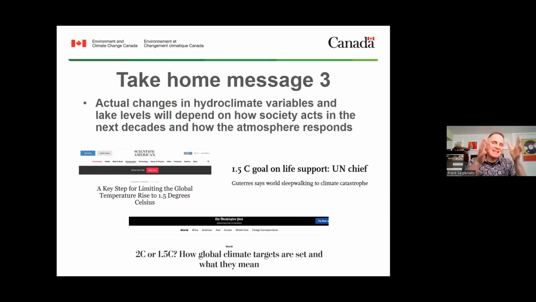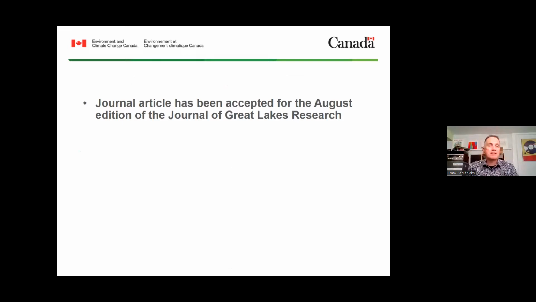But what we can say is that based on what we've seen, if we have certain amounts of change in the global mean temperature, we can see what the consequences are going to be and maybe get some reasons why we should keep it below 1.5 or 2 degrees. We've got a journal article that's being accepted in the August edition of the Journal of Great Lakes Research. And I'm going to end it there.